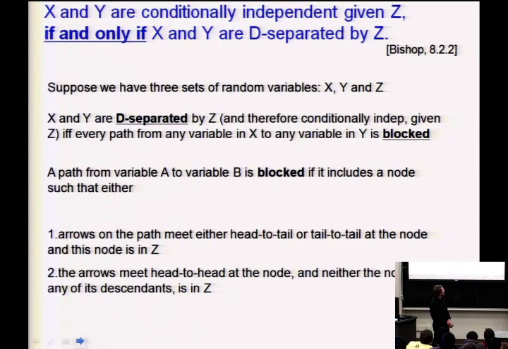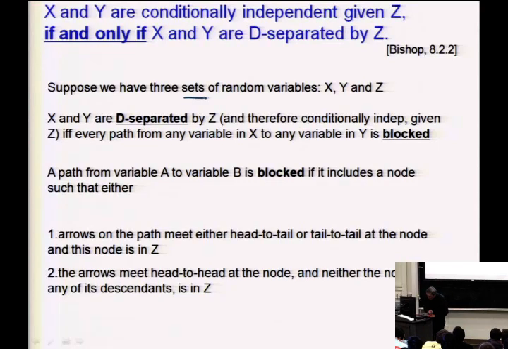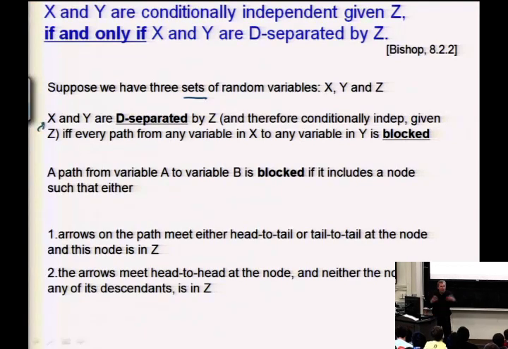Okay, so now let's see, how can things be D-separated? In general, X and Y and Z don't have to be single random variables. They can actually be sets of random variables. It's an even more general notion. But we'll say X and Y are D-separated, that is, conditionally independent, given Z, if every path through the network from any variable in X to any variable in Y is blocked.